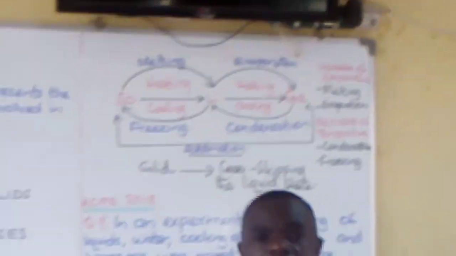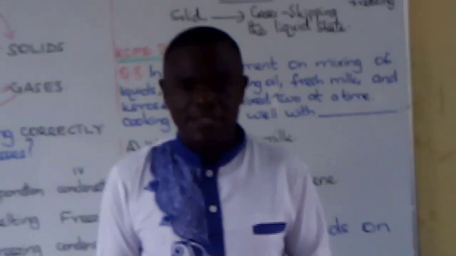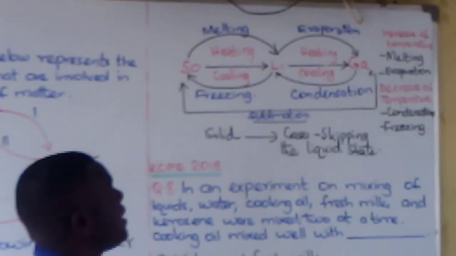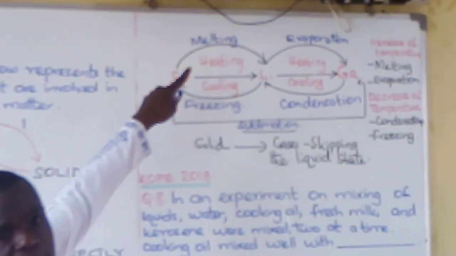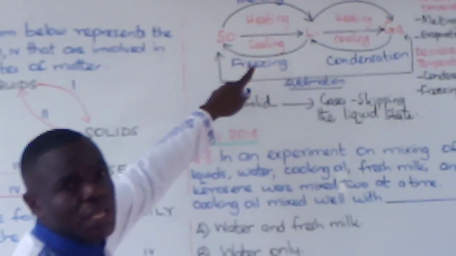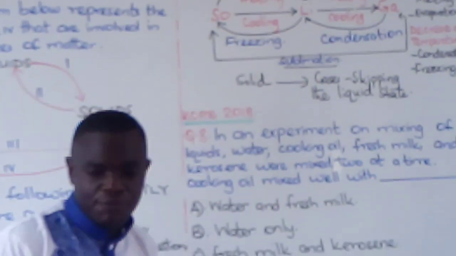That was great. Now, before I come to this other part, I would like to talk about melting and freezing. There is a relationship between melting and freezing. The temperature at which a substance melts is the same as the temperature at which a substance freezes. Did I say something very important?